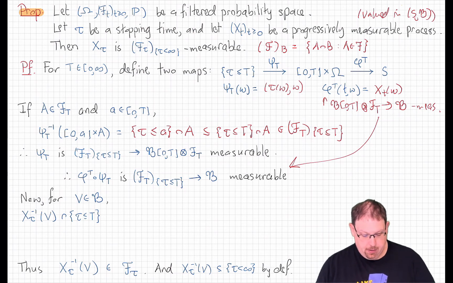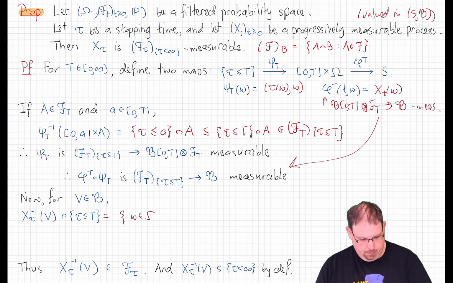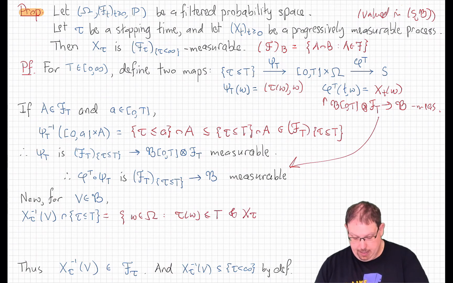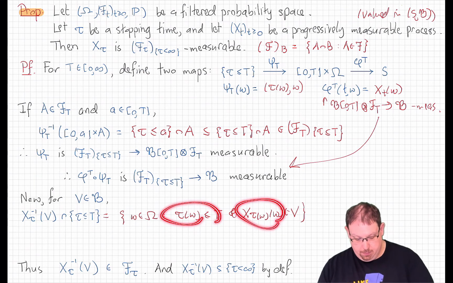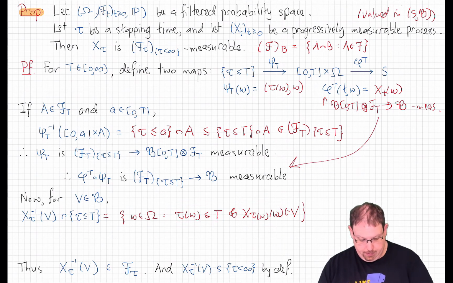So in particular, if V is any measurable subset of the state space, if I take the preimage of the random variable X_tau on that set V intersected with the event that tau is less than or equal to t, that's equal to the set of outcomes for which tau of omega is less than or equal to t, and X at tau of omega is in V. And as we just said, on this event, this can be construed as this composition.